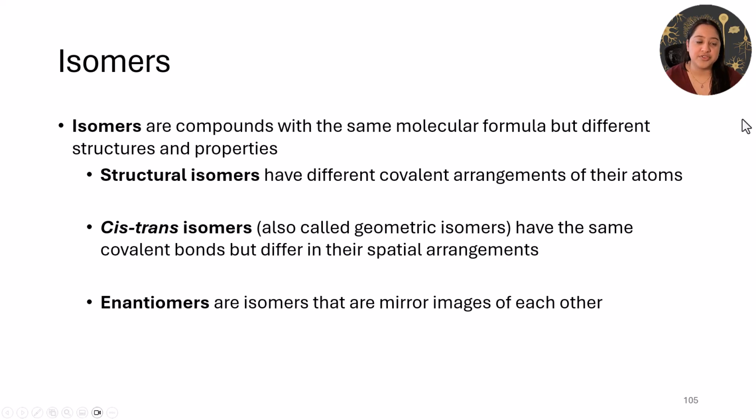Okay, more chemistry. I'm sorry about it. So isomers are compounds that have the same molecular formula, but different structures and properties.